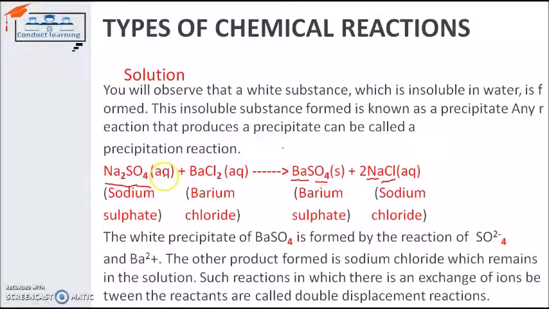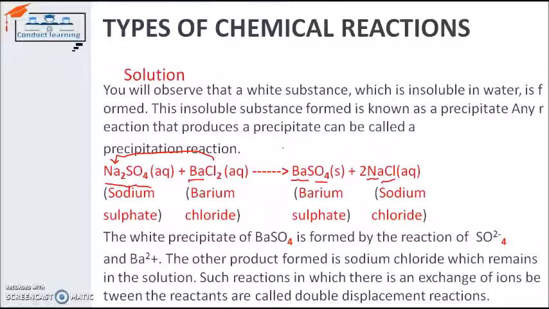What is this? This is a double displacement reaction. Because in sodium sulfate, the sulfate is displaced and combined with barium, and the chloride from the barium is combined with sodium. So where this kind of reaction takes place, it is known as a double displacement reaction. As written there, you will observe that a white substance which is insoluble in water is formed. This insoluble substance formed is known as a precipitate. Any reaction that produces a precipitate is called a precipitation reaction.